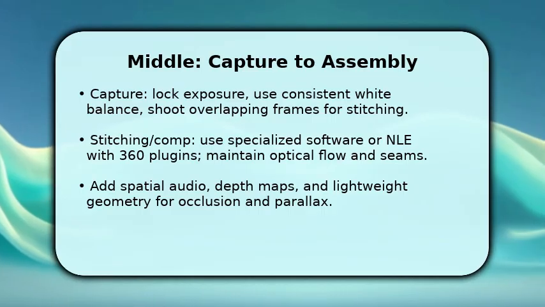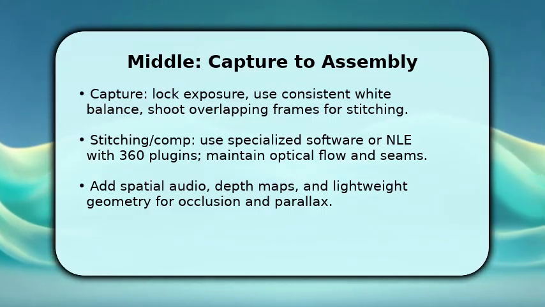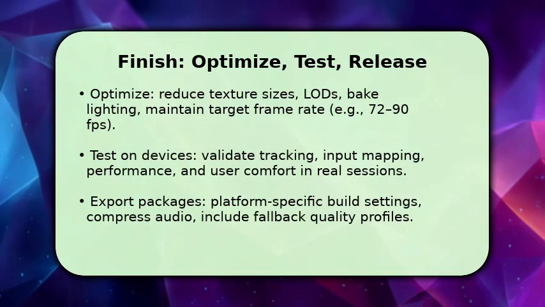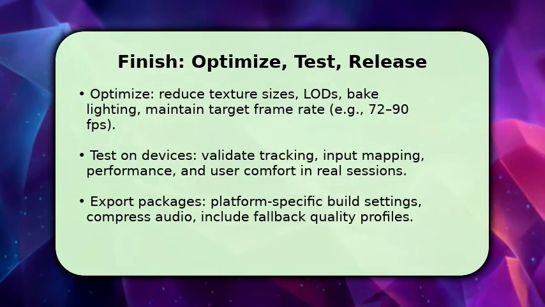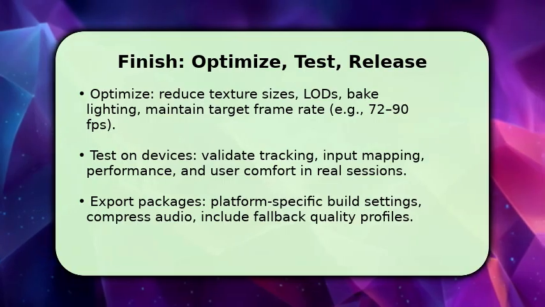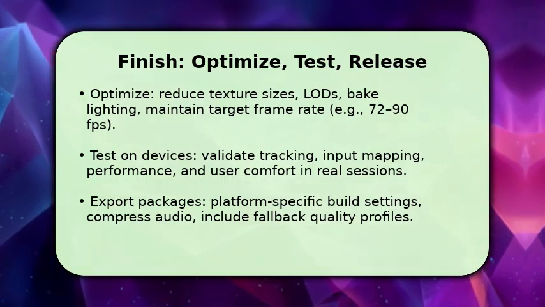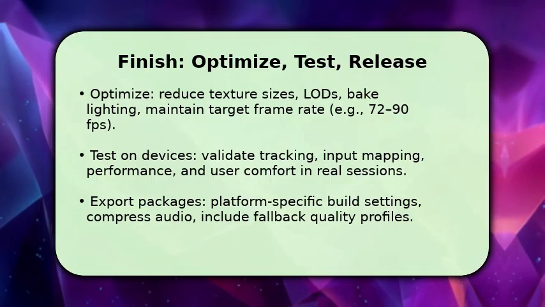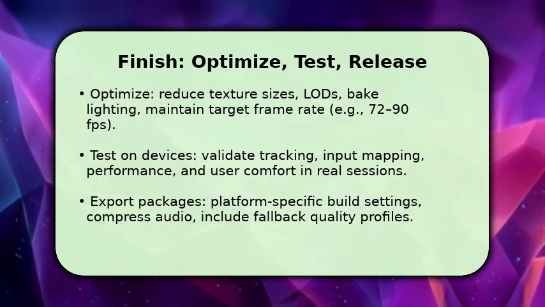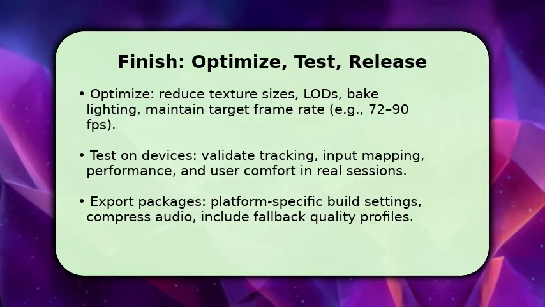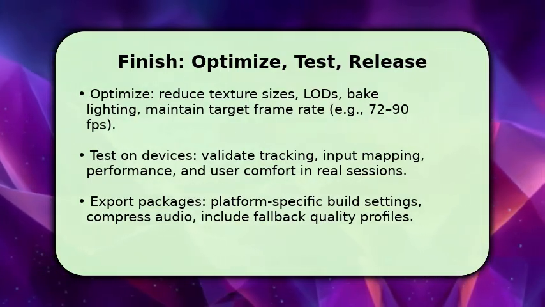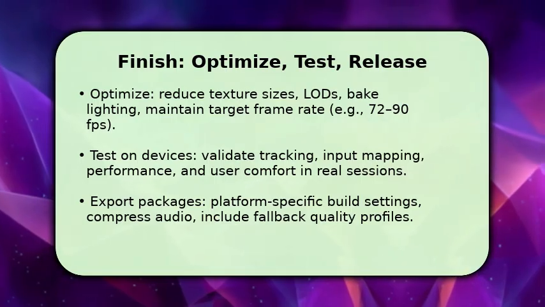You finish by optimizing for your platform: downscale textures, create LODs, bake lighting, and target the device frame rate. This prevents motion sickness and ensures fluid interaction. Once optimized, run iterative tests on actual headsets with real users, checking tracking, input mappings, and comfort. Make sure to log GPU/CPU metrics for hotspots. Finally, export platform-specific builds and include quality presets.